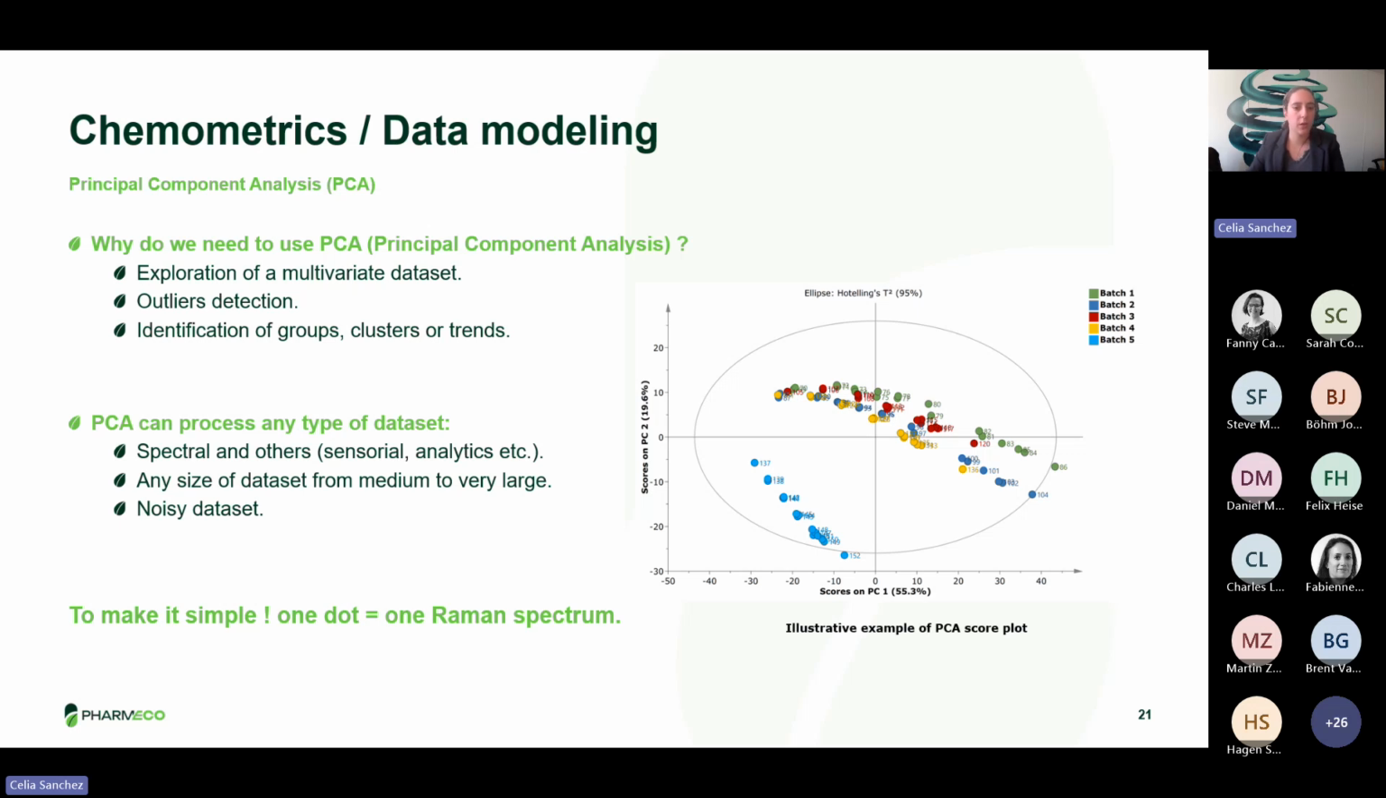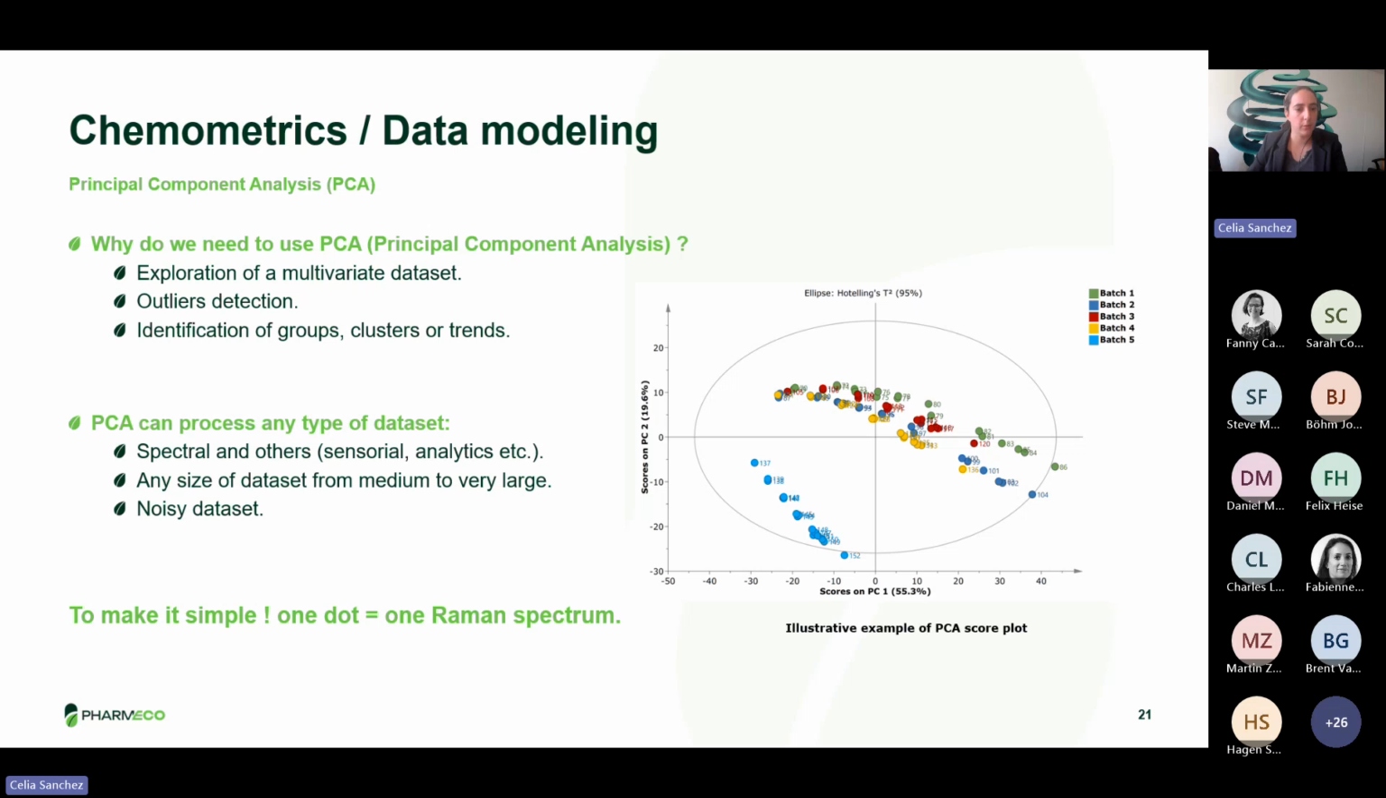So this is a tool that we can use as qualitative analysis of the data that we have to make it more simple to analyze. It can be applied on spectra or other data from multi-dimensional data sets where we gather a lot of different information. And we can use this tool, the principal component analysis, on any size of dataset from medium to very large. So this is a tool that can be used for qualitative analysis.